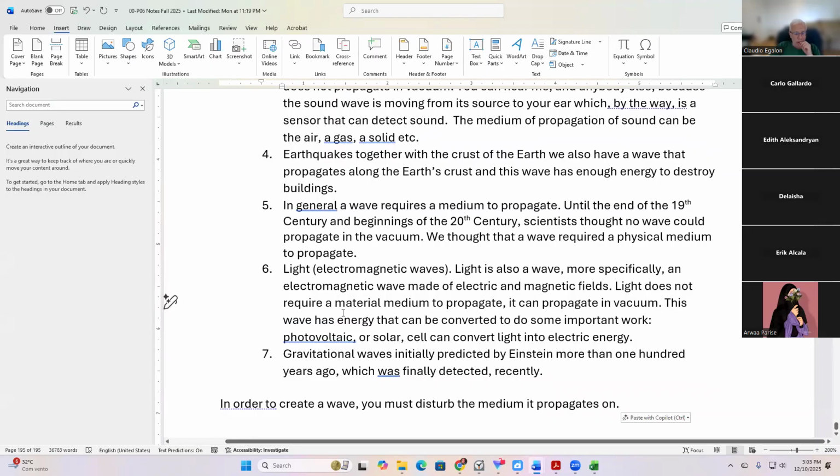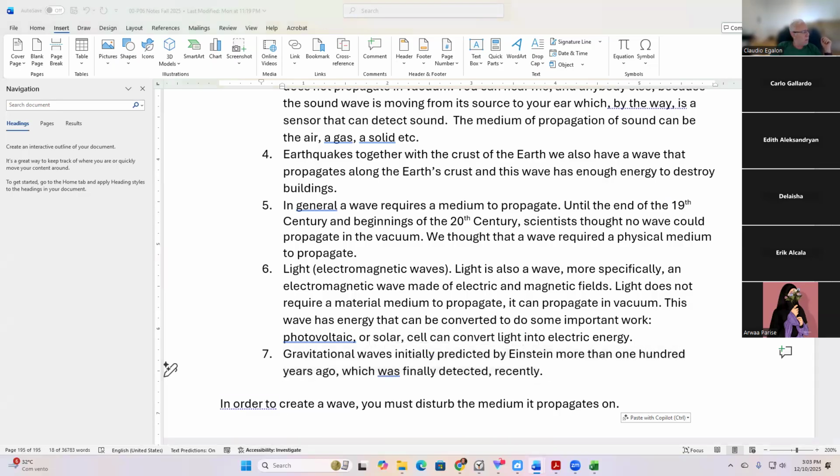In the case of electromagnetic waves, the medium actually is the electric and magnetic field. We can say that light is a disturbance in the electromagnetic field, whereas gravitational waves are a disturbance in the space-time continuum. So you must have a disturbance to create a wave.